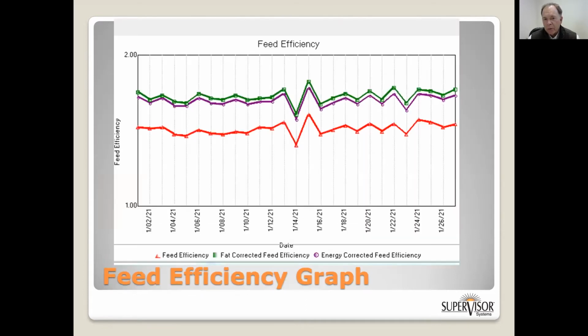The other side of things with feed efficiency that really brings value or really sheds light on things is when you start to graph them and you see them tracking pretty close together here, with it narrowing up fat and energy corrected milk versus just regular milk. So it gives you different opportunities to graph and analyze where you're at with feed efficiency.